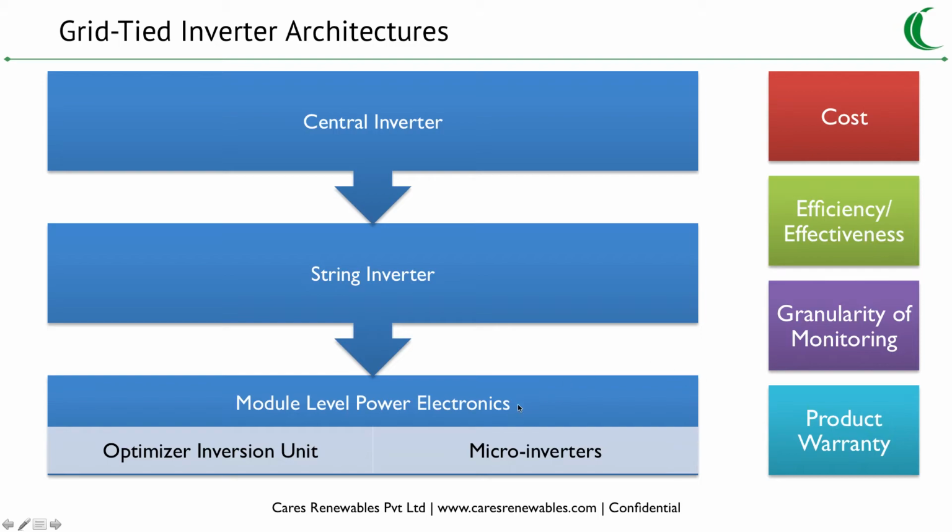The last architecture, broadly called module level power electronics, is where we have optimizers and microinverters. If you look at cost, central and string inverters will always be cost effective, but if you look at other parameters like efficiency, effectiveness, granularity of monitoring, or product warranty, module level power electronics will any day beat central inverters and string inverters.